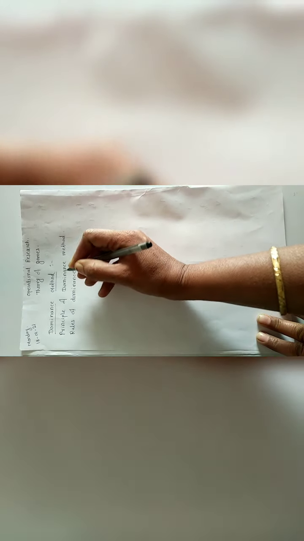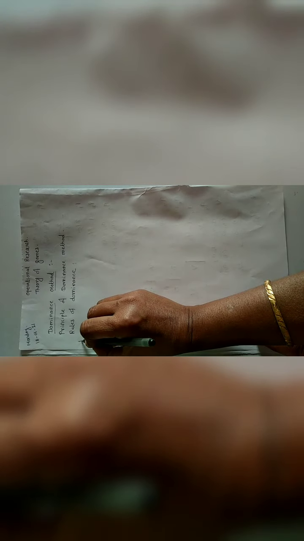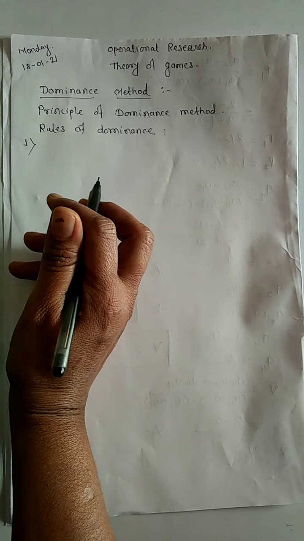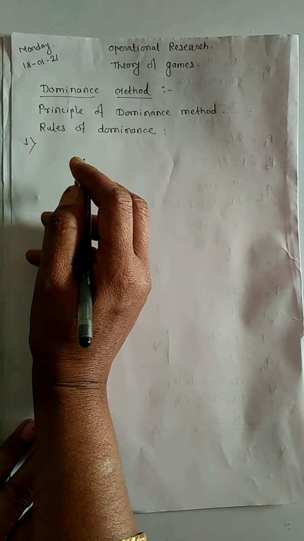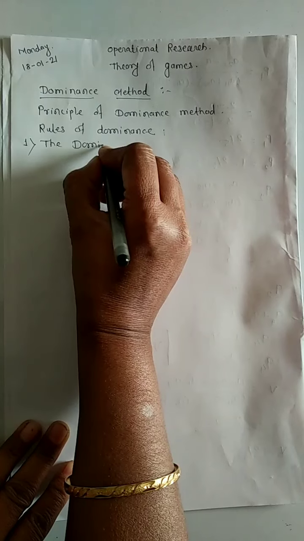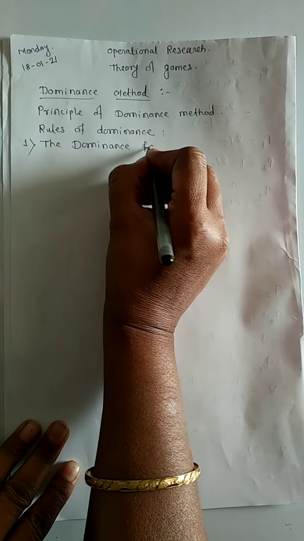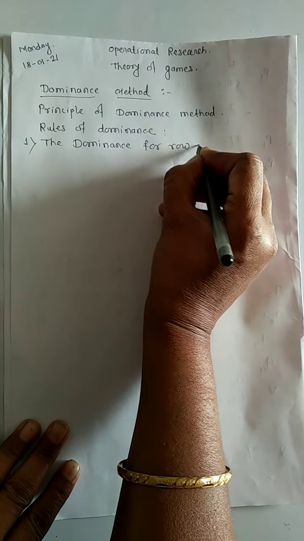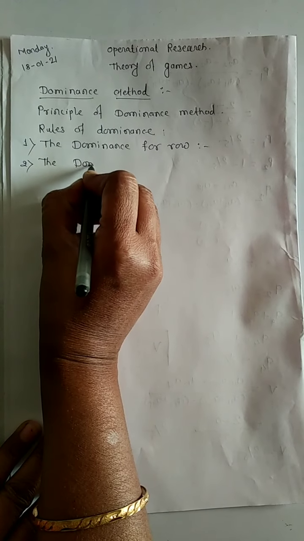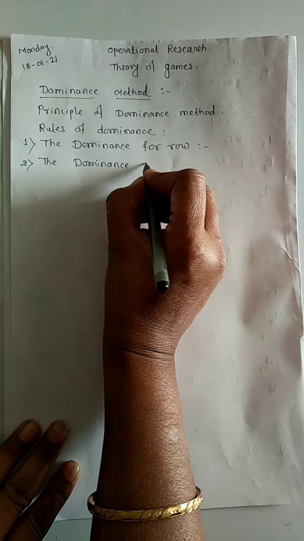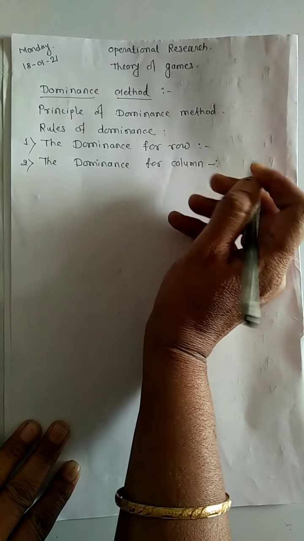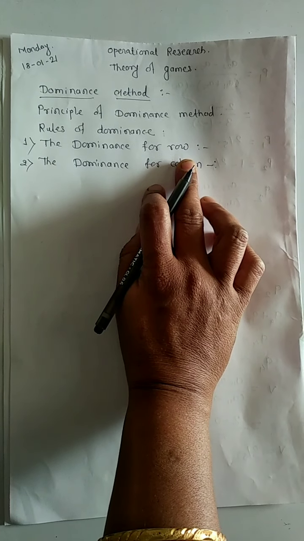There are two rules of dominance method. The first is the dominance rule for rows, and the second is the dominance rule for columns. First is the dominance rule for rows.